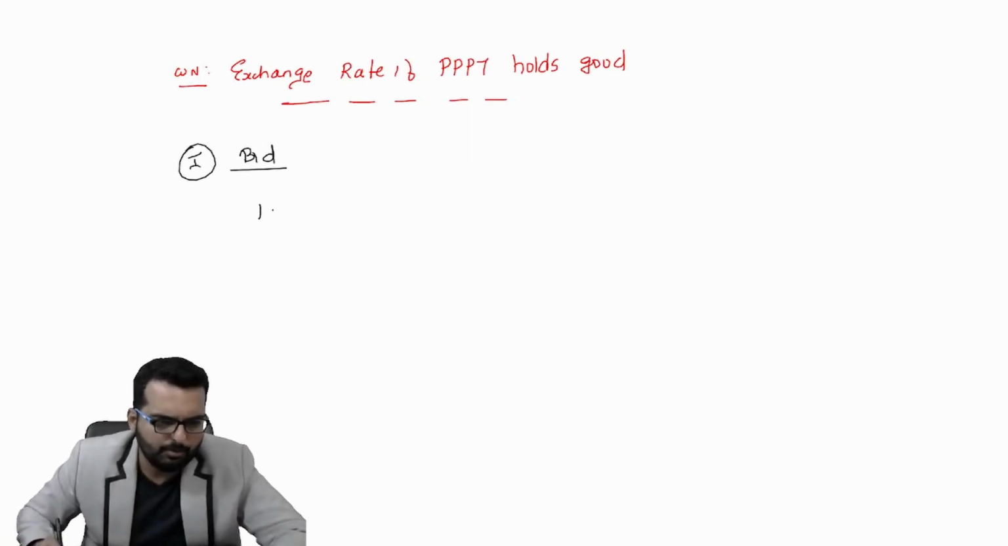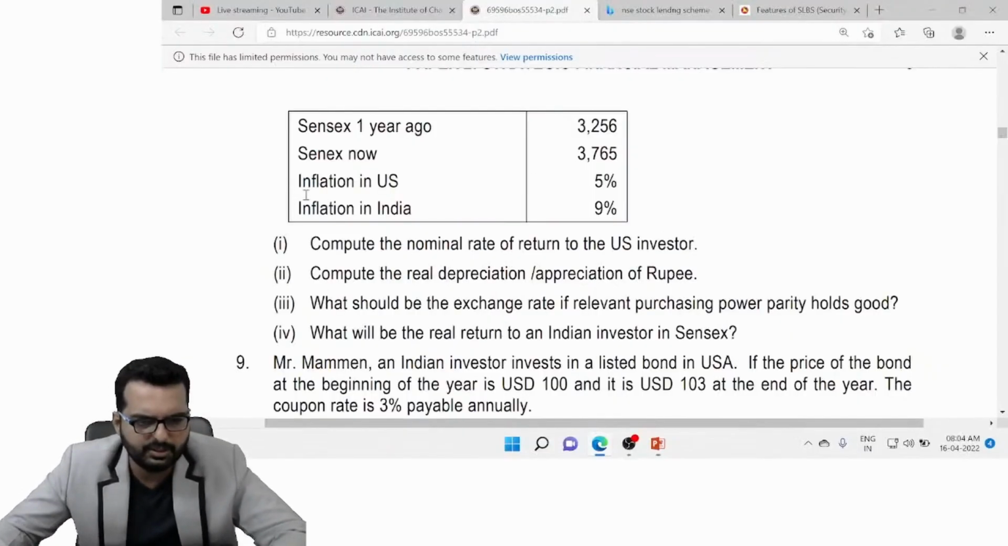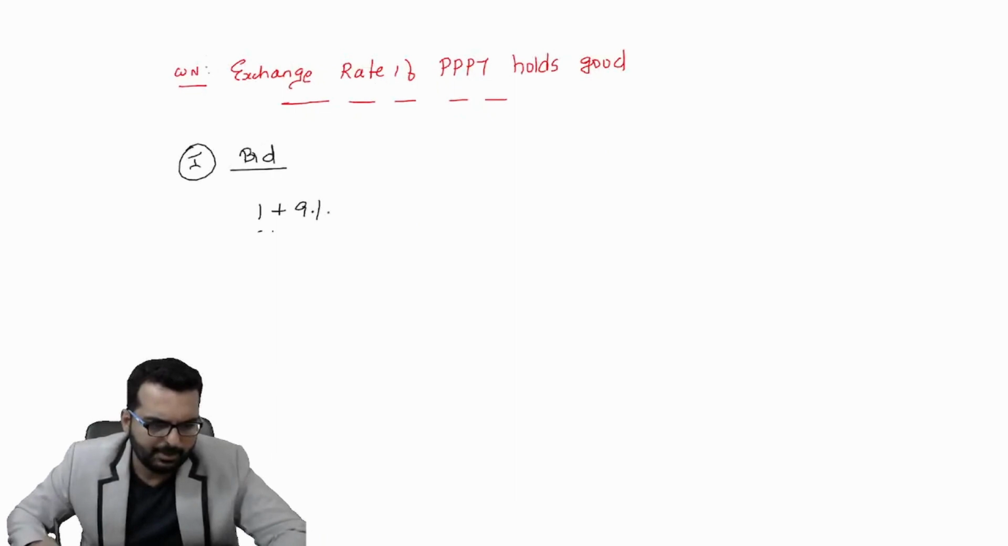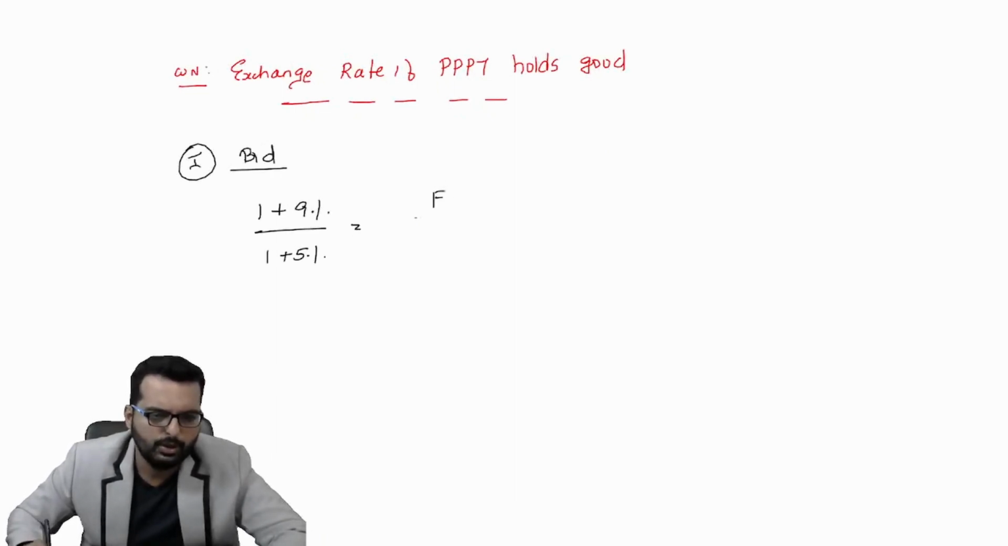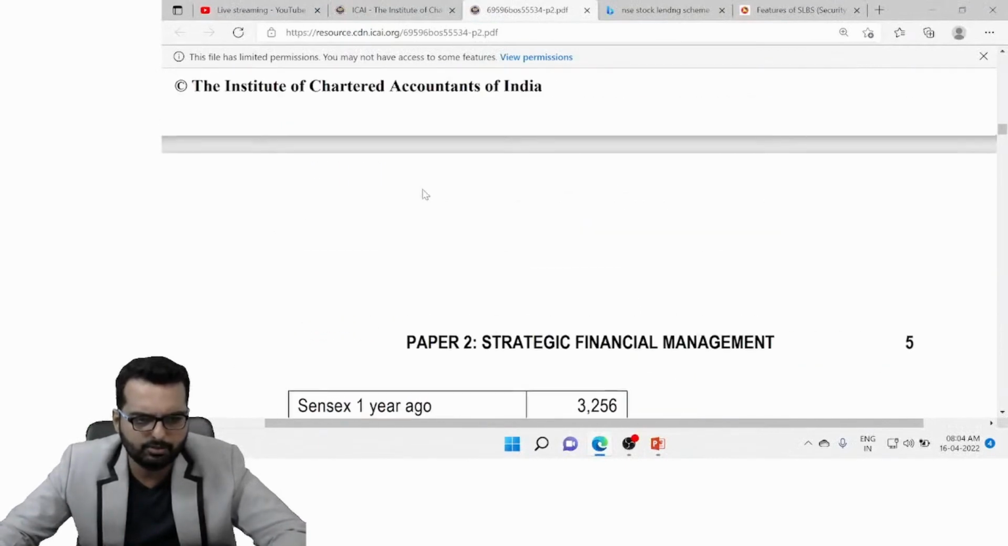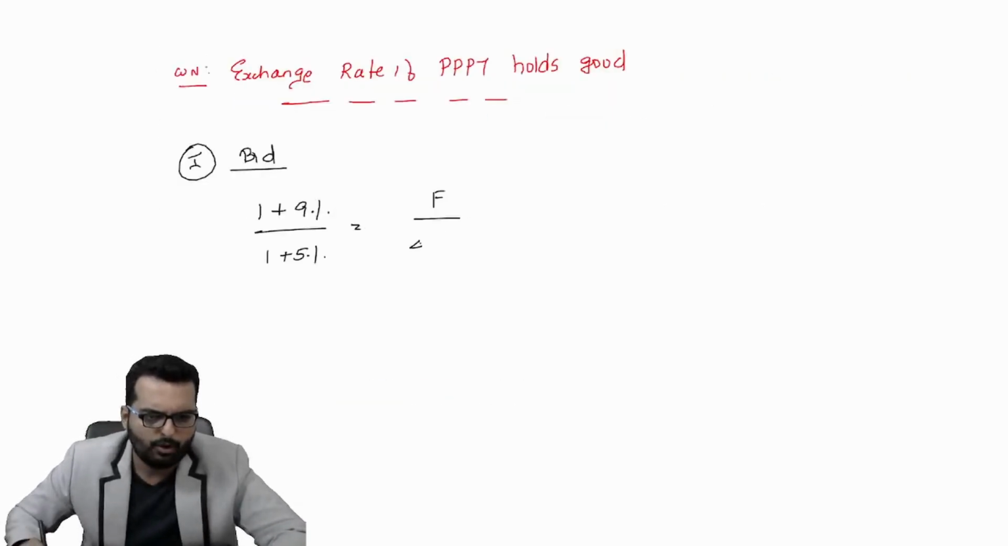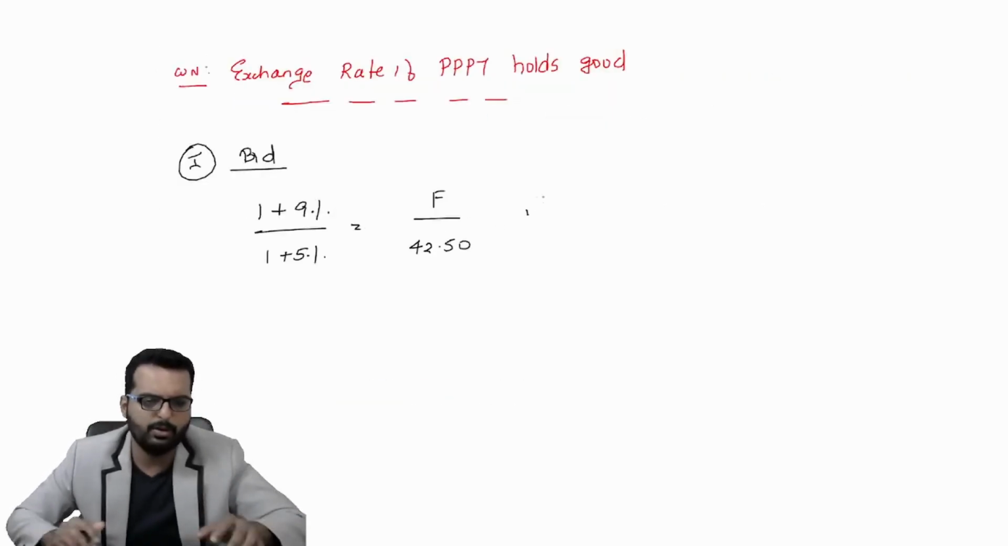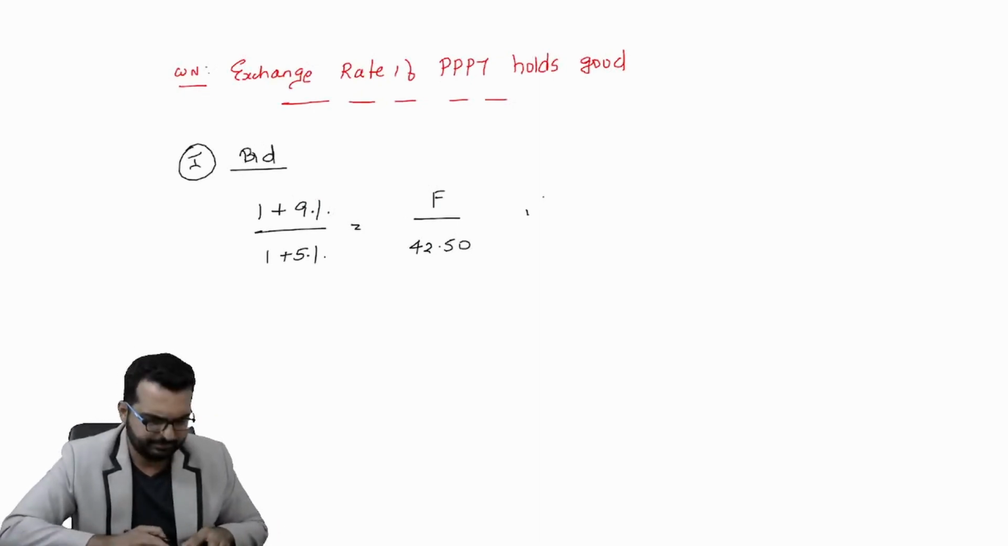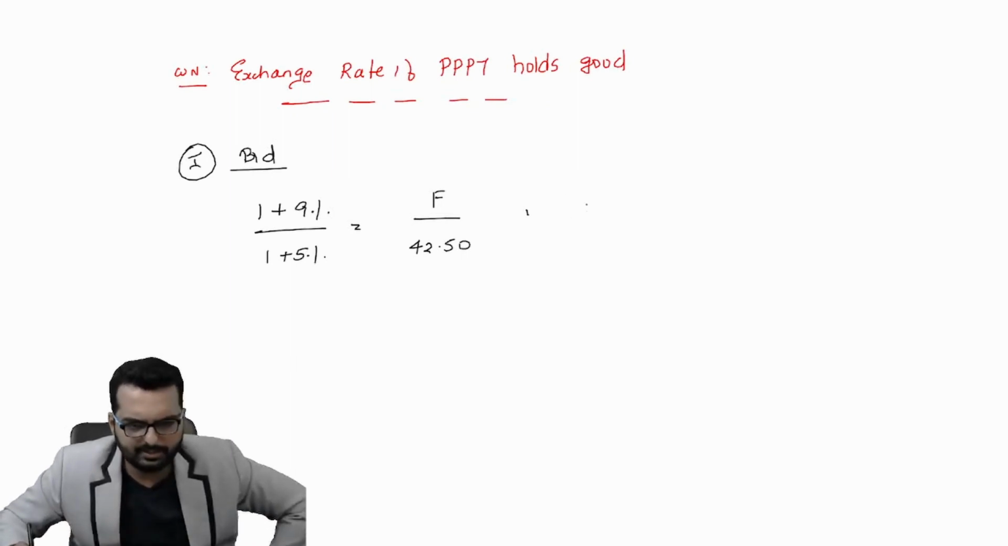For bid rate, the formula would be 1 plus inflation in the home country, 1 plus 9% divided by 1 plus 5% is equal to forward divided by, today the spot rate is how much? 42.5. So what's the answer you get over here? Do I get the answer as 44.11?